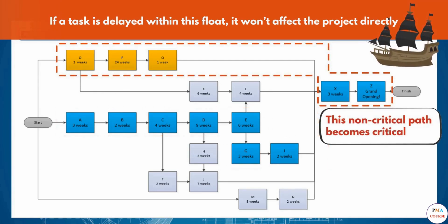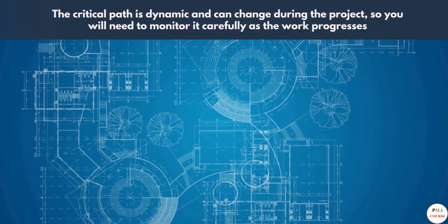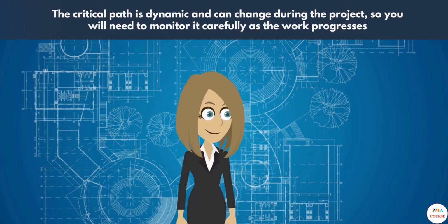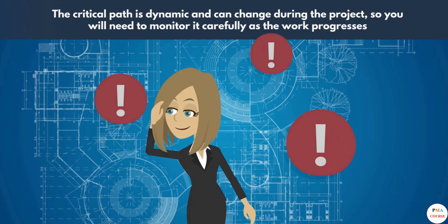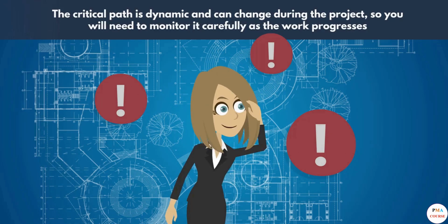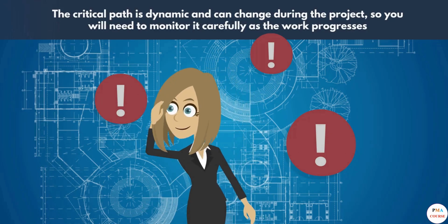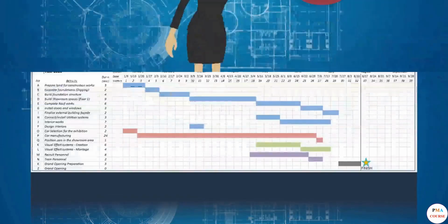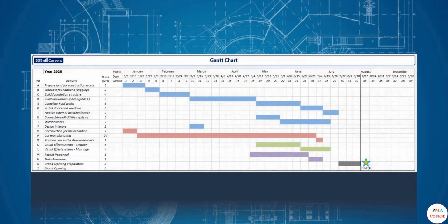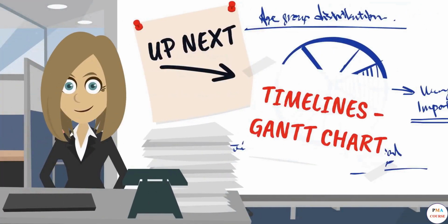Yes, that's right. The critical path is dynamic and can change during the project, so you will need to monitor it carefully as the work progresses. What you've done here is a major step to creating the project schedule. But there's one more thing you can do to further help yourself, and that is by making a Gantt chart. And next lesson, we'll be taking a good look at that.